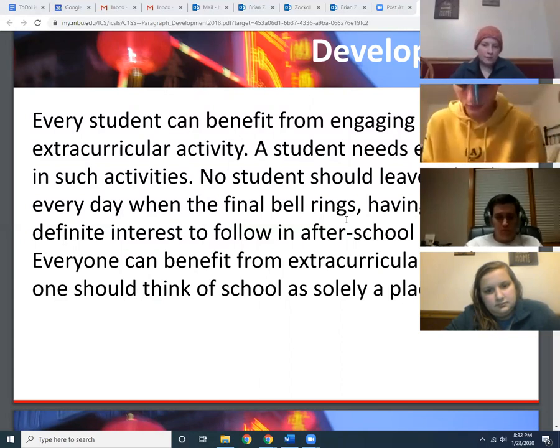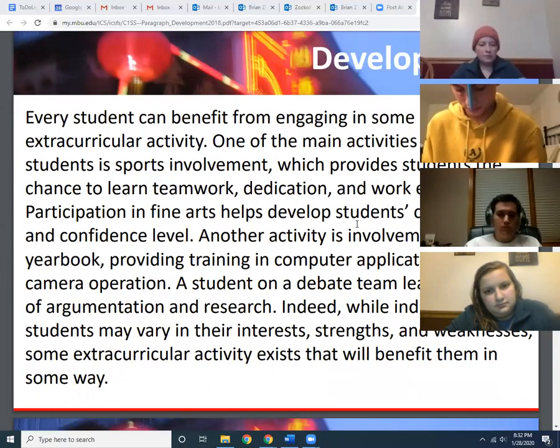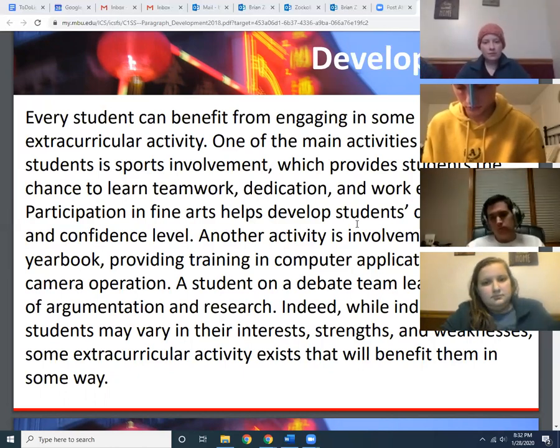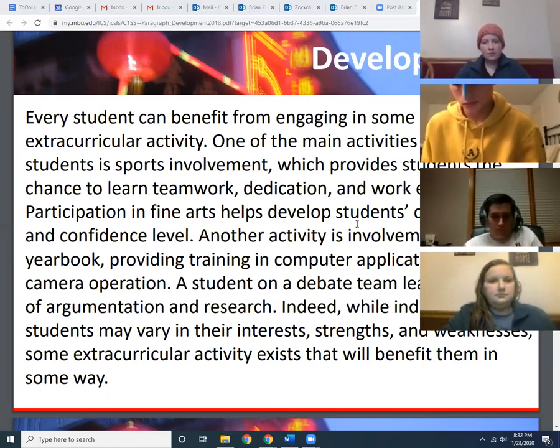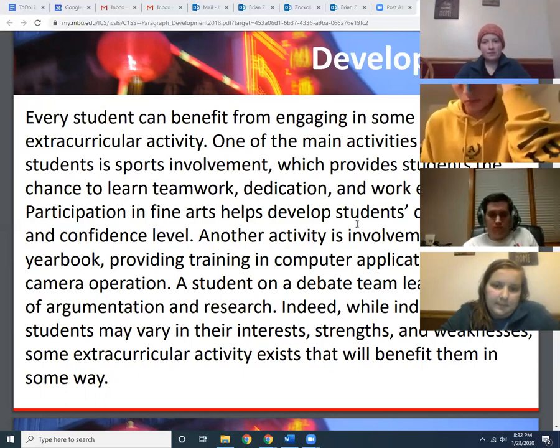No one should think of a school as solely a place to study. So we know we're talking about students. We know we're talking about schools. But what we don't know is how or what example or what detail, what is the extracurricular we are speaking of. Every student can benefit from engaging in some extracurricular activity. One of the main activities available to students is sports involvement. This is a better paragraph right away, because I have sports involvement, which shows me at least an example of what an extracurricular activity is.